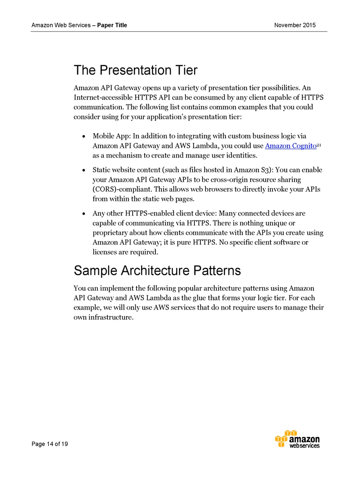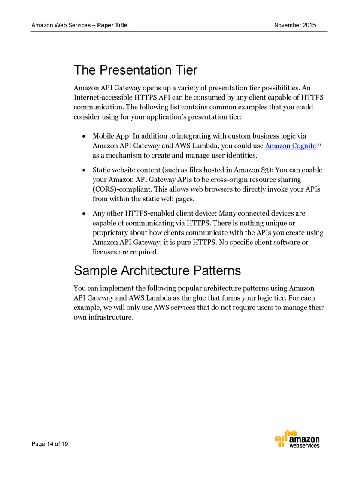Static website content, such as files hosted in Amazon S3. You can enable your Amazon API Gateway APIs to be cross-origin resource sharing, CORS, compliant. This allows web browsers to directly invoke your APIs from within the static web pages.